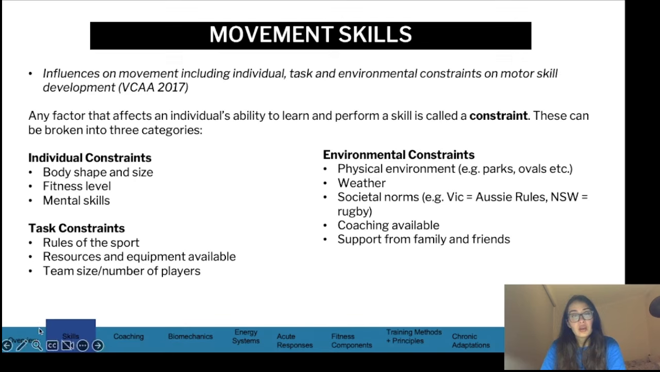So rules of the sport. Like if I'm the coach and we're playing a game of basketball, I can say, you know what, we're not using a basketball anymore, we're using a tennis ball. I can change the rules of the sport. Resources and equipment available.